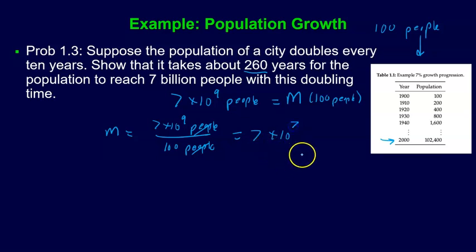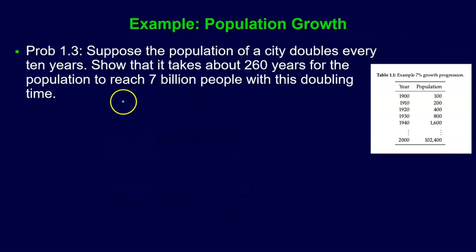Now let's look at one of our formulas. One of them looks like this: m is equal to 2 to the t divided by t2. What I want to find out is what t gives us this multiplicative factor of 7 times 10 to the 7. So let's slide over and take this formula here, 2 to the t over the doubling time. Of course, our doubling time in this problem is 10 years.